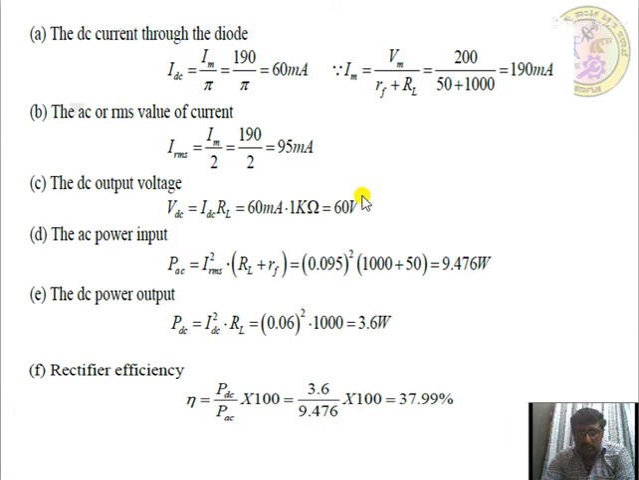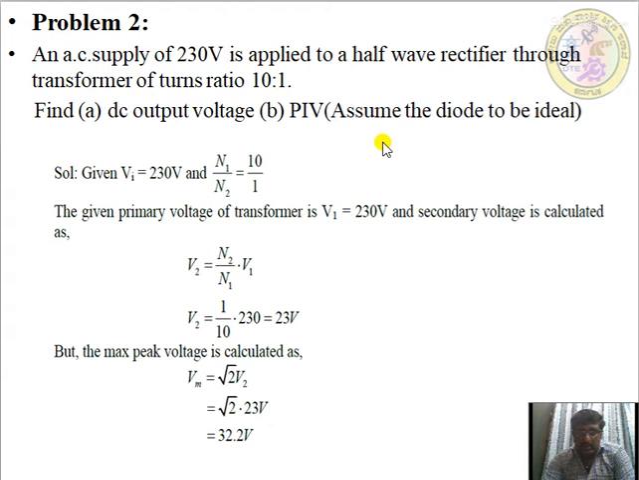In this fashion you should calculate the values and remember the formulas. IDC is equal to IM by pi, IRMS is equal to IM by 2, VDC is equal to IDC into RL, PAC is I square RMS into RL plus RF, PDC is equal to I square DC into RL, and the rectifier efficiency is PDC by PAC.